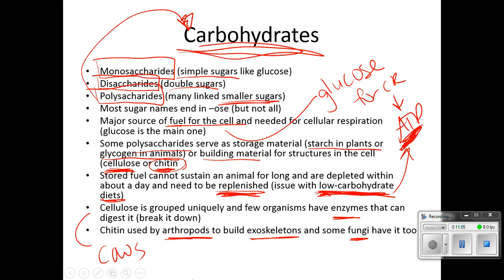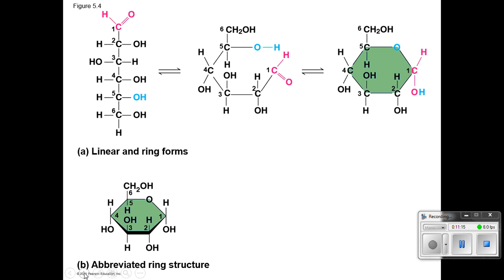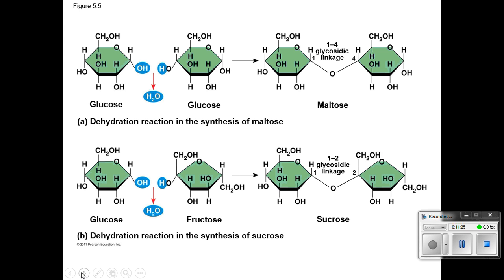So here are some pictures of carbohydrates, some simple sugars. You can find carbohydrates in ring form, or you can also find them in linear form. And this shows the dehydration reaction in a synthesis called maltose.